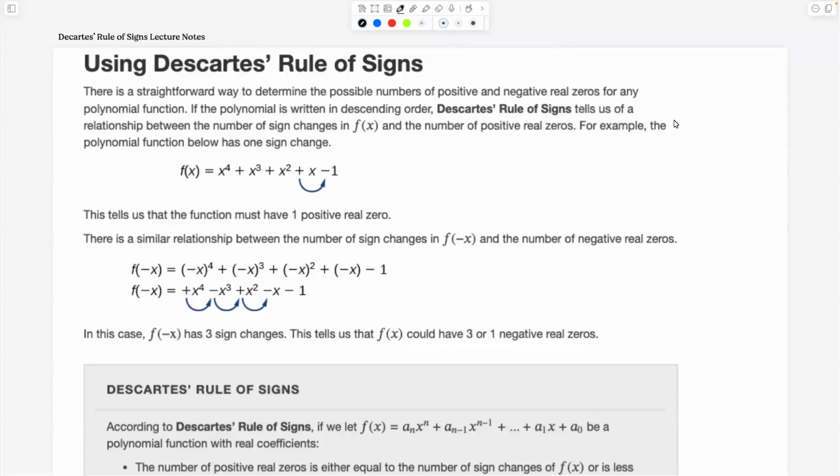Okay, let's talk about Descartes. That's how that's pronounced, Descartes. His rule of signs. This is kind of complicated, and honestly, I don't find it that useful. But here it is. We're going to learn it.